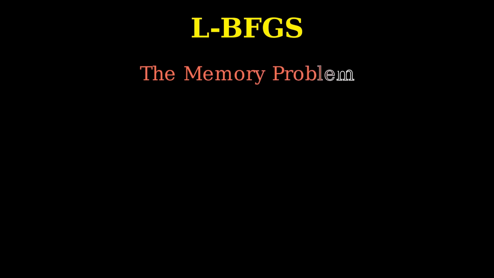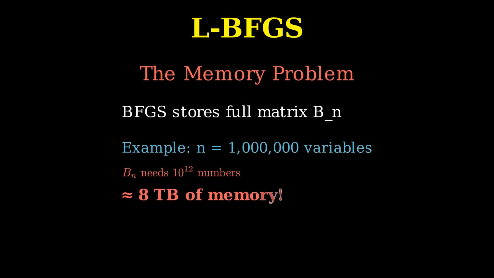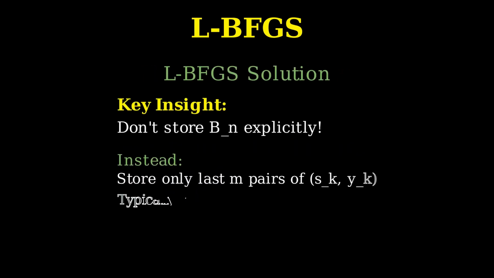Let's quantify the memory problem. BFGS stores the full matrix B sub n, which has size n by n. For n equals 1 million variables, modest by deep learning standards, B would need 10 to the power 12 floating point numbers. At 8 bytes per number, that's 8 terabytes of memory. Completely impractical.